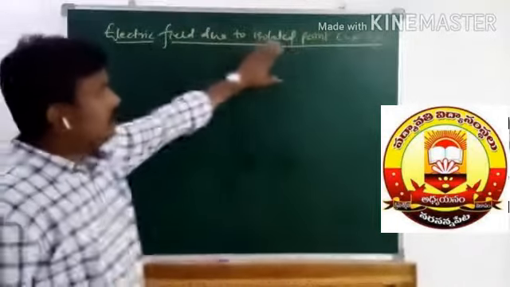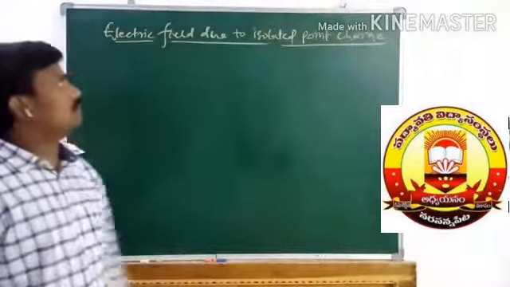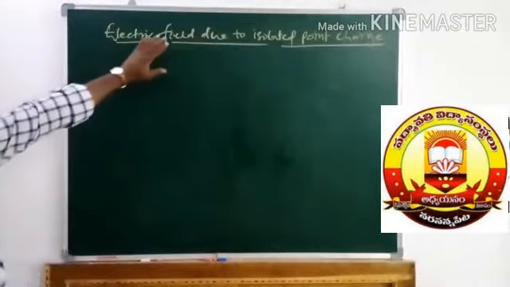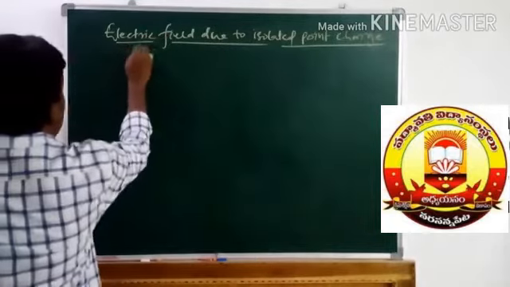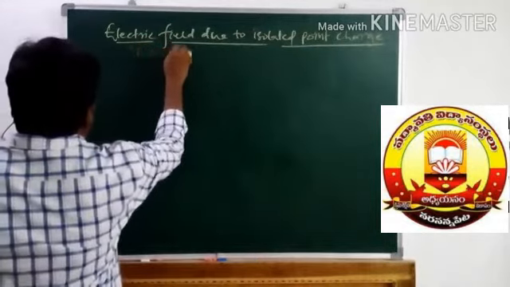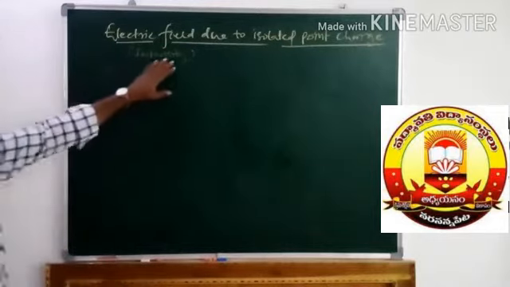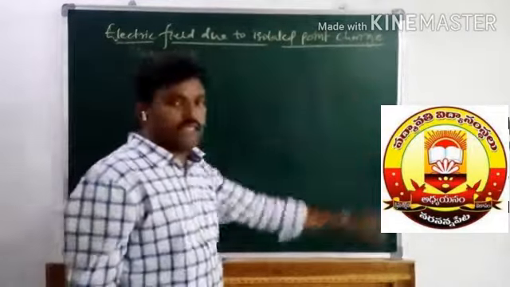Electric field due to isolated point charge. Electric field here means I am talking about intensity only. This is intensity. We have to find E bar, the electric field intensity due to an isolated point charge.